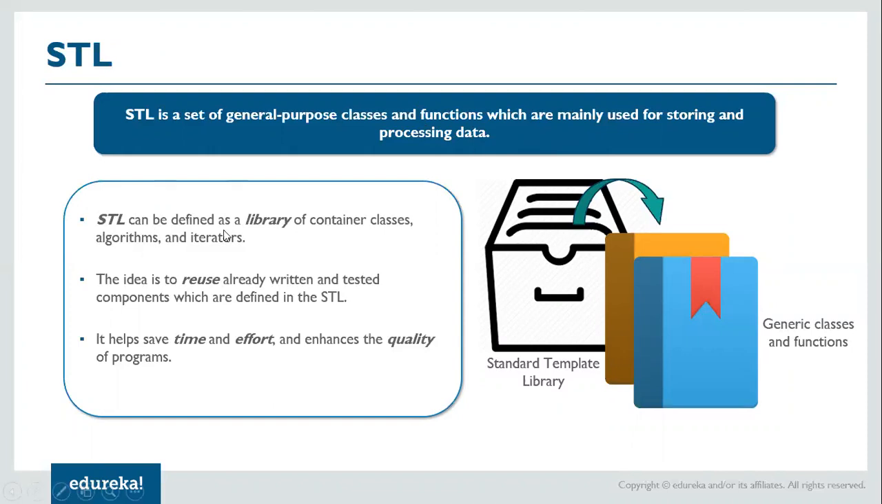So STL can be defined as a library of container classes, algorithms, and iterators. So basically, STL is a combination of containers which hold the data. Algorithms are basically the programming logic or the algorithm logic that work on the data. And iterators are basically used to access those data which are stored in the container.